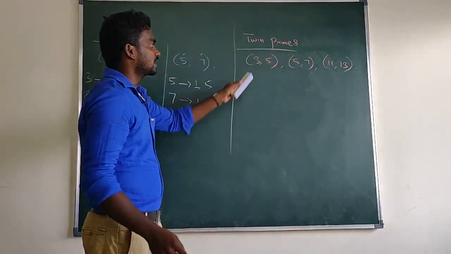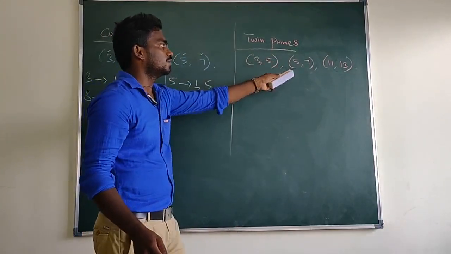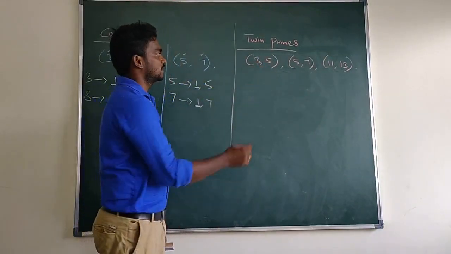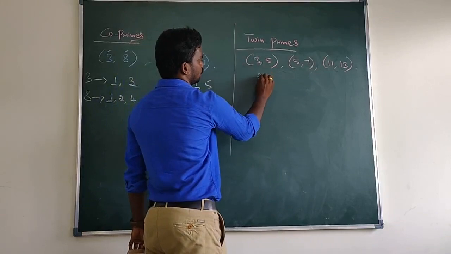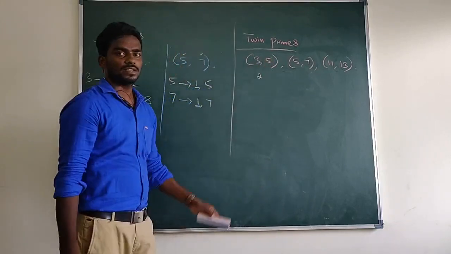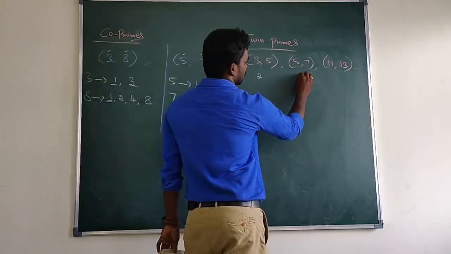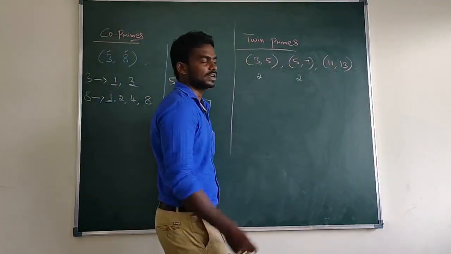Twin prime numbers: we can consider the prime numbers 3, 5, 7, 11, 13. What is the difference between these two numbers? The difference is 2. What is the difference between 3 and 5? That means 5 minus 3 is 2. What is the difference between 5 and 7? That is also 2. What is the difference between 11 and 13? That is 2.